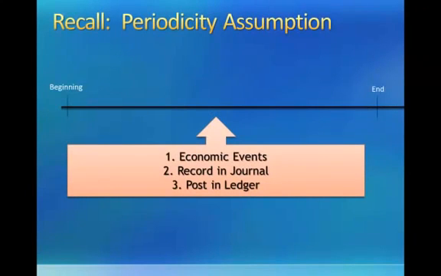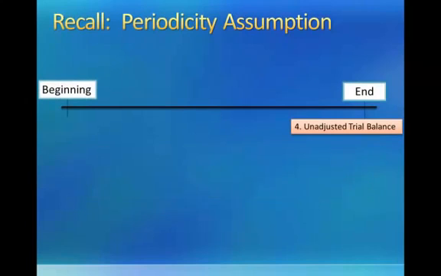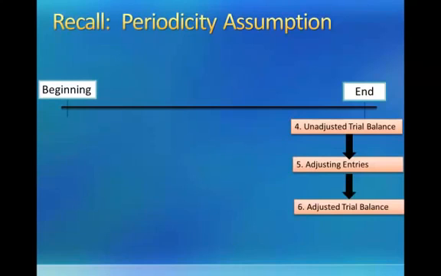We know from the periodicity assumption that every accounting period has a beginning and an end. During the accounting period, economic events occur. We record these economic events in the journal and then post them to the ledger. At the end of the accounting period, we want to prepare financial statements, but before we can do that, we need to do a few things. First, we need to prepare the unadjusted trial balance, then the adjusting entries, then the adjusted trial balance, and then finally we can prepare our financial statements.